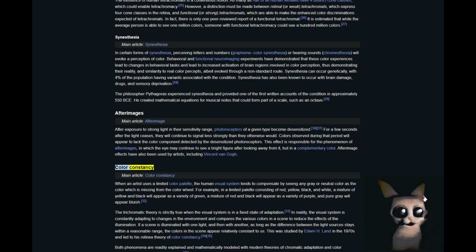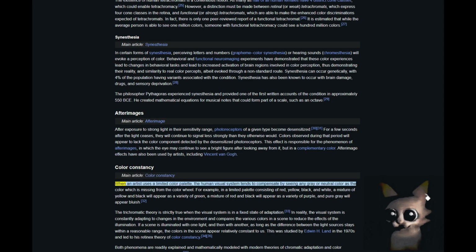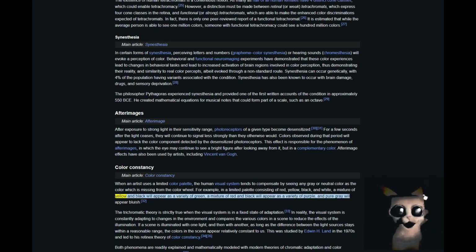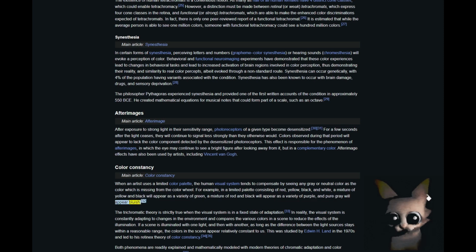Color constancy. Main article: Color constancy. When an artist uses a limited color palette, the human visual system tends to compensate by seeing any gray or neutral color as the color which is missing from the color wheel. For example, in a limited palette consisting of red, yellow, black, and white, a mixture of yellow and black will appear as a variety of green, a mixture of red and black will appear as a variety of purple, and pure gray will appear bluish.